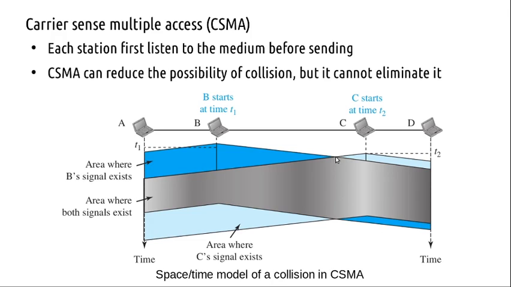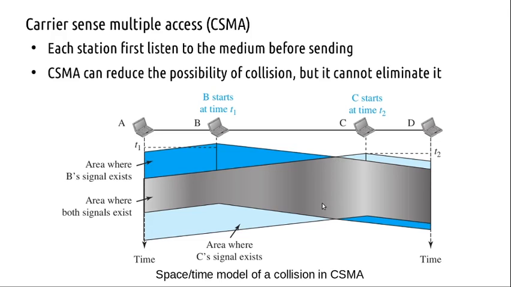So there is a probability of collision. Every station in carrier sense multiple access will listen to the channel before sending. B listened to the channel and saw that no one is transmitting at its end. But after time T2, which is greater than T1, there is a transmission by C. So there is a chance for collision in carrier sense multiple access also.